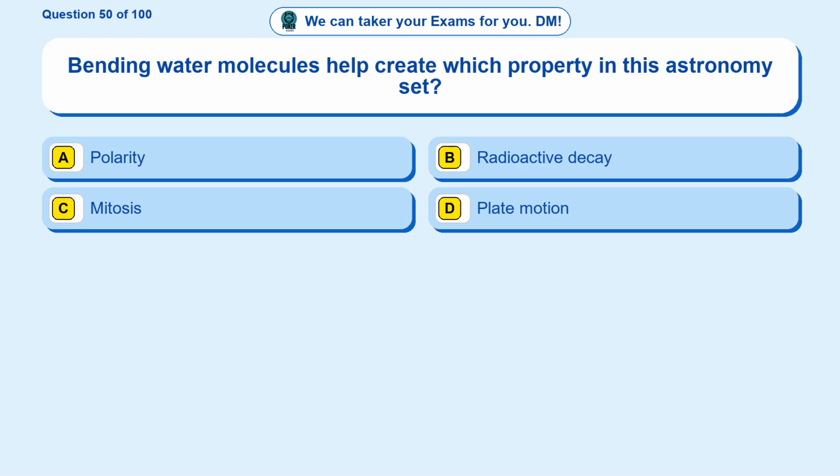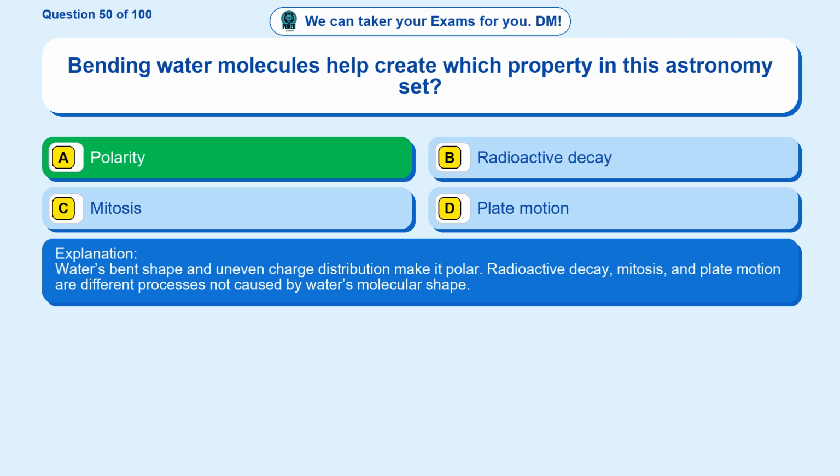Question 50. Bending water molecules help create which property in this astronomy set? Option A, polarity. Option B, radioactive decay. Option C, mitosis. Option D, plate motion. The correct answer is option A, polarity.